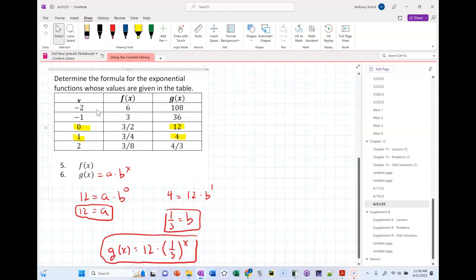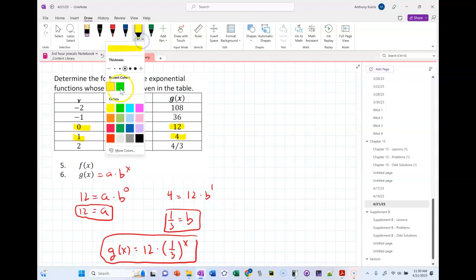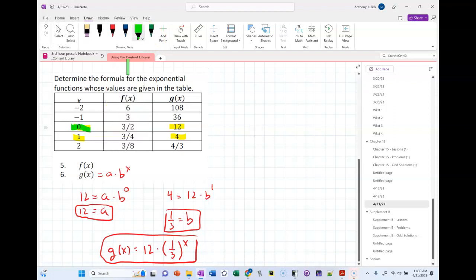Yeah, I'm going to do the exact same idea, but because this one's f of x, I'm going to use the same x's. So again, f of x says it's exponential. So I'm going to start with the 0. So I have 3 over 2, that's f of 0, is equal to a times b to the 0. So a is just 3 over 2.